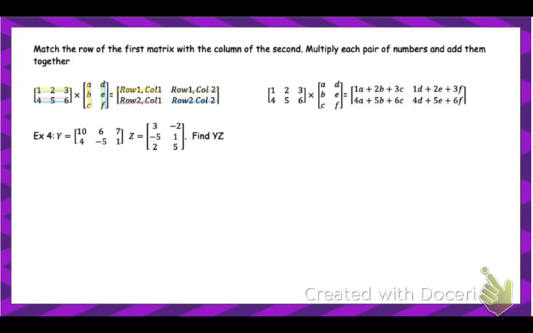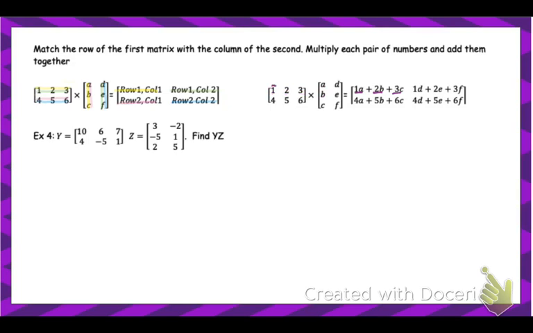Now, what we do with those numbers, we're going to match them up. So let's start with first row, first column. I would take 1 and A, I would take 2 and B, and I would take 3 and C. I multiply those all together, and then I add them. So I would do 1 times A plus 2 times B plus 3 times C, and that would go in that spot. Then I would go to the next one.